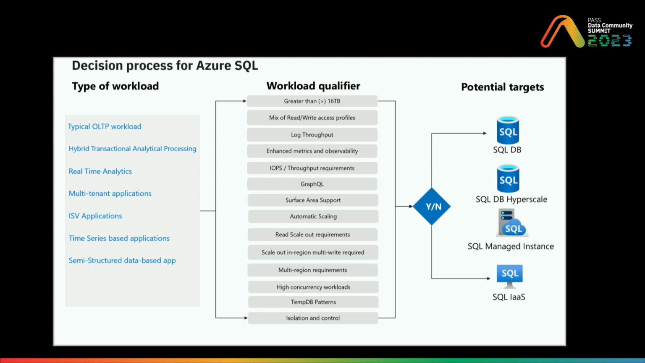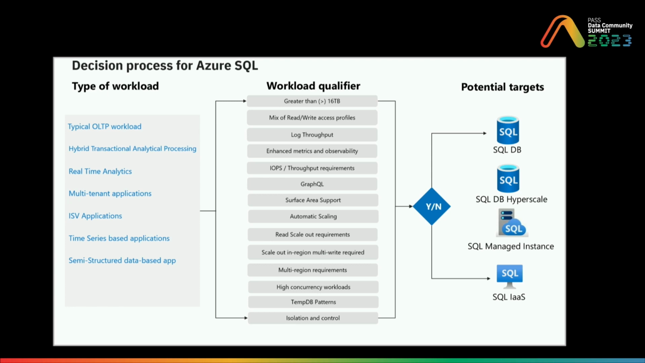Then you have a mix of read-write access profiles. When you are on-premises, typically you are having everything done on your primary. If it is an Always On kind of a scenario, you might have read intent and you have several replicas where your read is separated and your write is only on the primary. We have that facility on Azure as well.